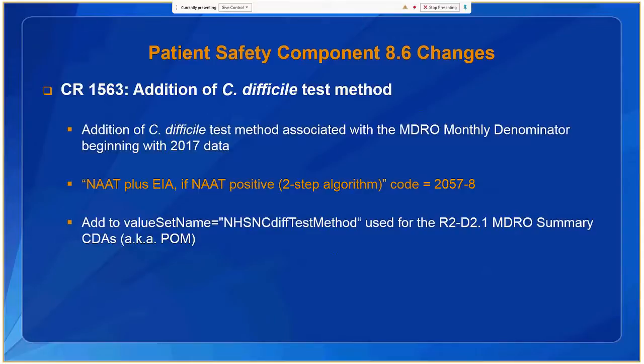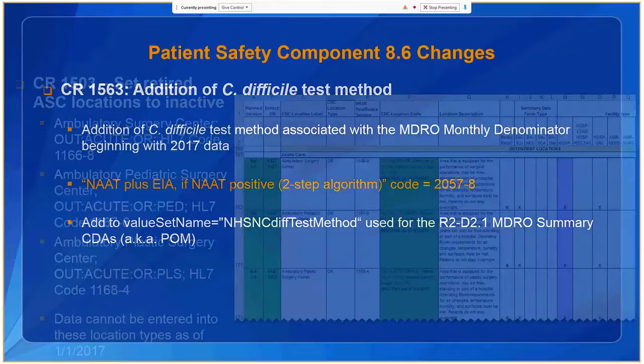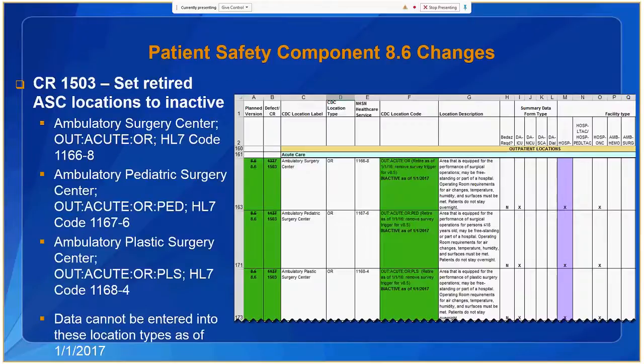Addition of a C. difficile test method. So make sure you include that in your coding. The NAAT plus EIA has been added, and just add it to your C. diff test method value set.